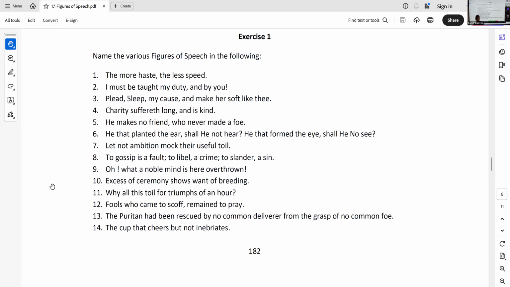Acha, what is number 1? Everyone has done number 1. What is number 1? The more haste, the less speed. Why not antithesis? Answer diya hua hai epigram, I know. My question is, why not antithesis? Because it is a saying. Correct. Because it is a well-established saying.